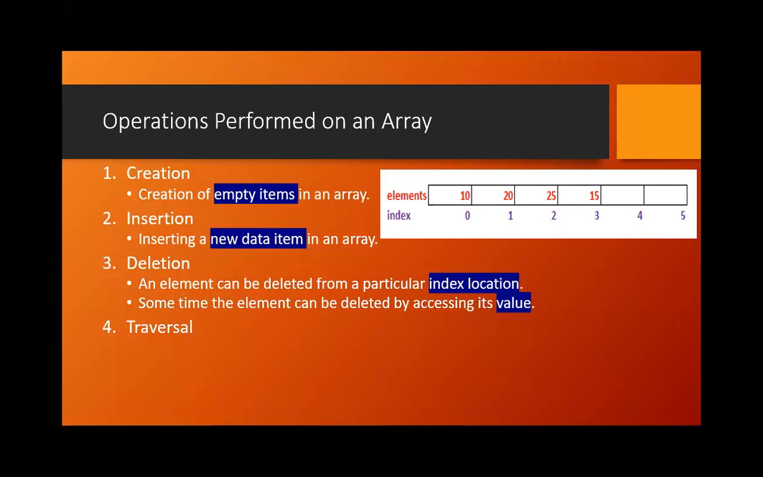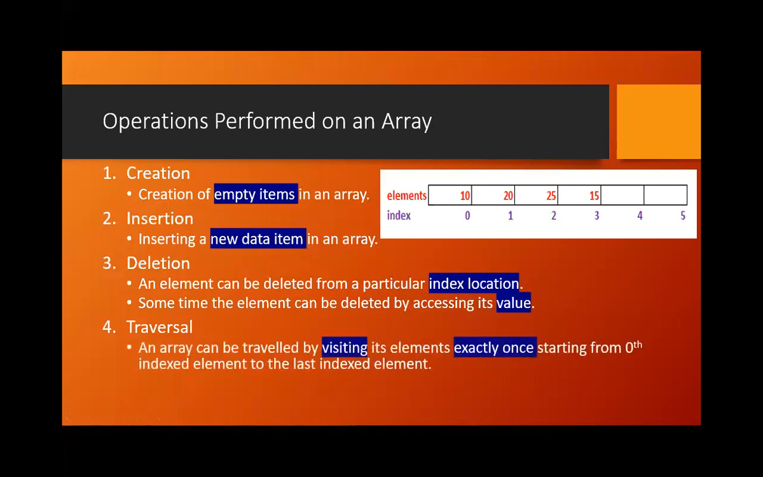Okay. Traversing means visiting every element in an array exactly once, starting from the first element to the last element. I will repeat once again. Traversing means visiting all the elements in an array exactly once, from the first element to the last element. So what does visiting mean? Consider if you want to know the size of an array. Now here there are 4 elements. So what do I need to do?